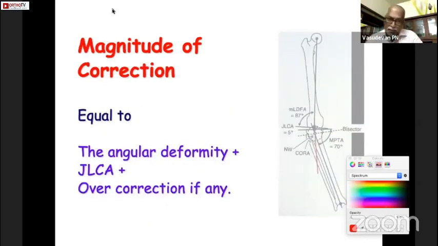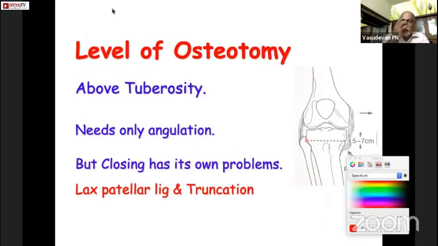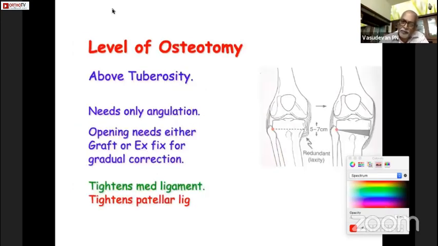The magnitude of the deformity, usually what I do is, most of these cases I do by Ilizarov. So I plan for an angular deformity and I consider the joint line convergence angle also along with this, because since I am doing an Ilizarov, I can do a little bit of overcorrection or undercorrection at the end of it, because you can fine tune it perfectly well. And if you do the osteotomy above the tuberosity, it needs only an angulation. It's simple to correct, but closing has its own problems like lax patellar tendon and truncation, which can create trouble later.